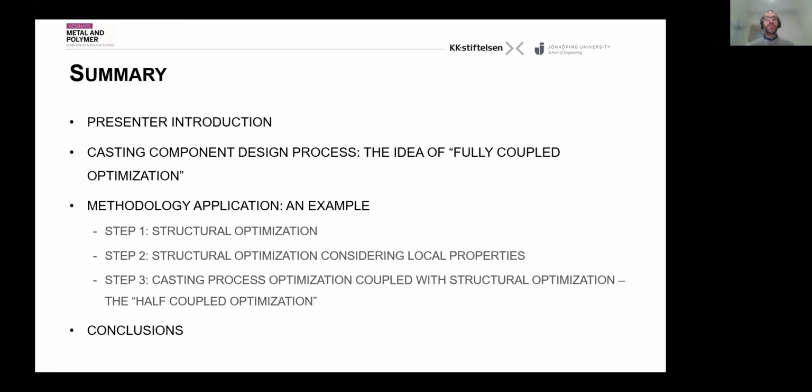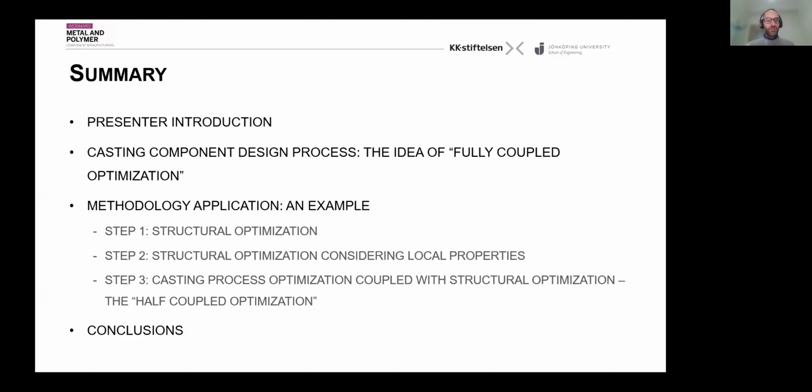First of all, the summary. I will introduce myself a little bit more in detail. Then we will go to the first step, that is the casting component design process. We will go more in detail on the design side and the foundry side, and then we will also introduce the idea that we call the fully coupled optimization.